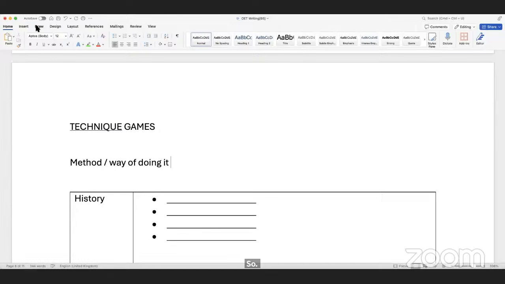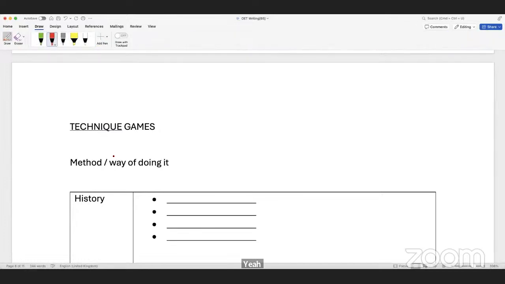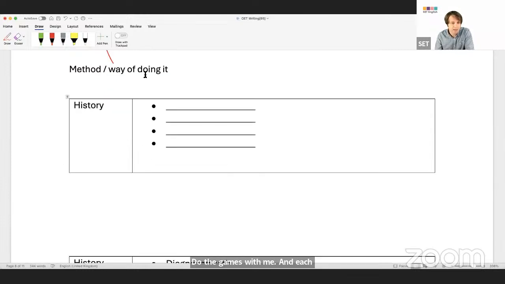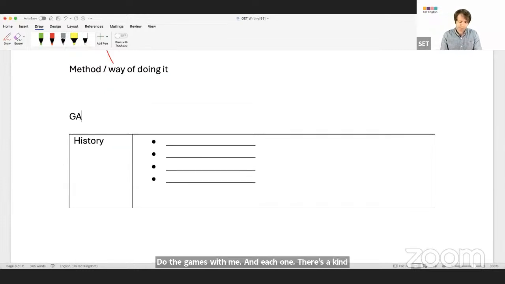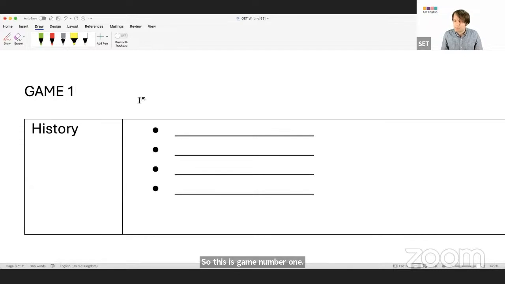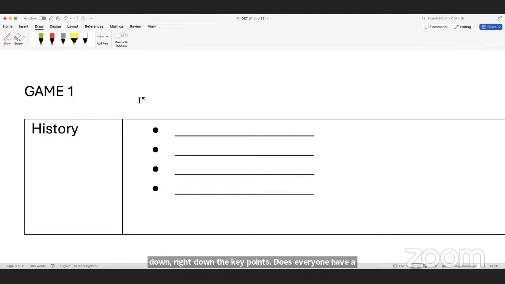So guys, I just want you to play these listening games with me now. Do the games with me. And each one, there's a kind of reason why I'm doing it like this, okay? So this is game number 1. All I want you guys to do in game number 1 is write down the key points. Does everyone have a pencil? Yes. You can check your spellings as well.